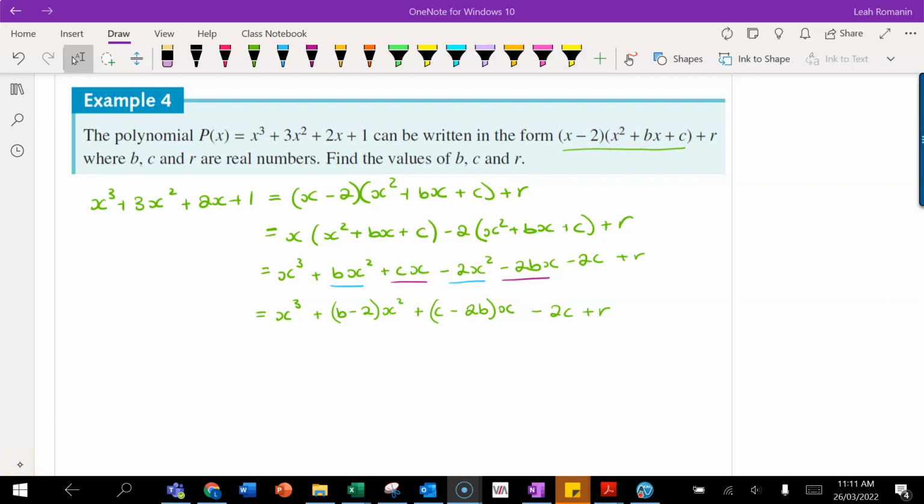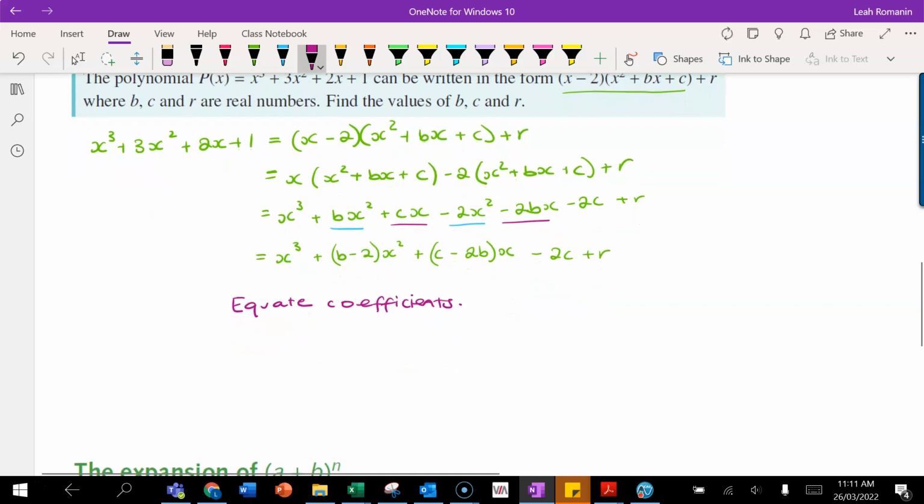Okay, so now we're getting to our equating coefficients portion. And we're going to start with the one that only has one variable in it, because as we can see here, I have my c minus 2b. I'm going to need to know one of them before I can attempt to look at this, and same with my constant term on the end. So I'm going to start with my first coefficient here with my b minus 2.